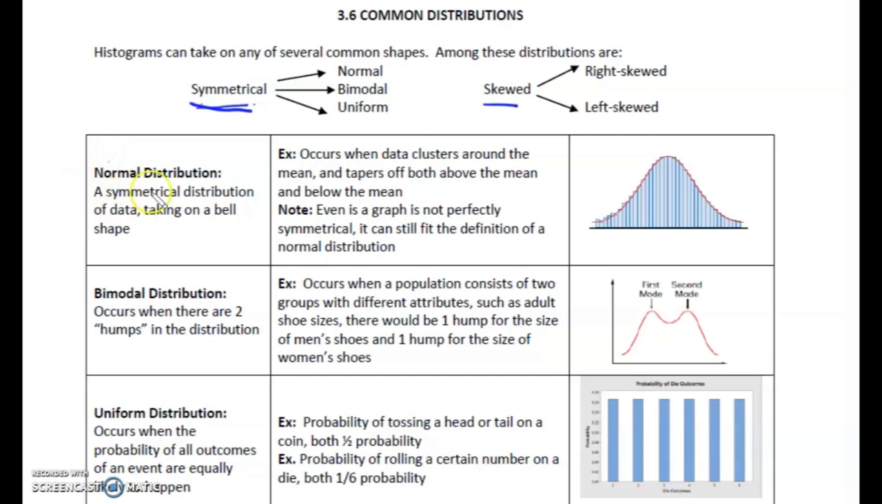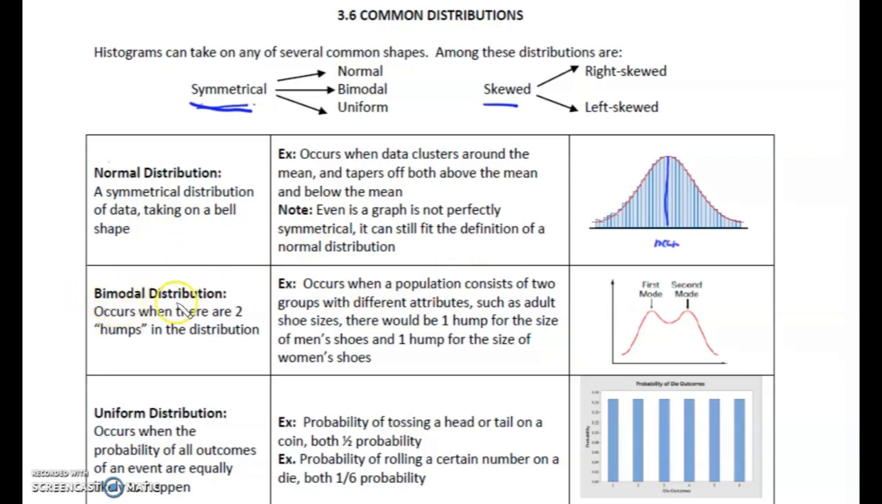Okay, so normal distribution: a symmetrical distribution of data taking on a bell shape. For example, this occurs when the data clusters around the mean. Okay, so the mean would be here, and it tapers off both above the mean and below the mean. And please note, even if a graph is not perfectly symmetrical, it can fit the definition of a normal distribution.